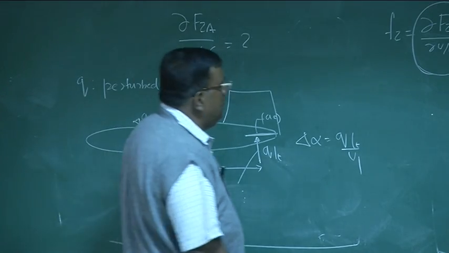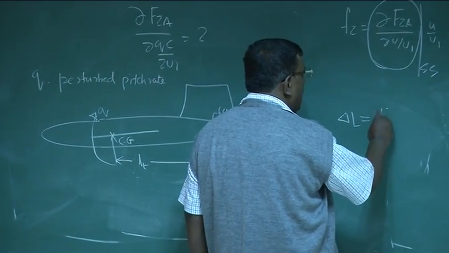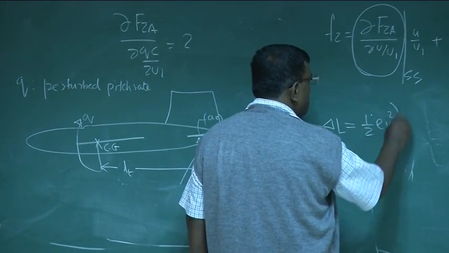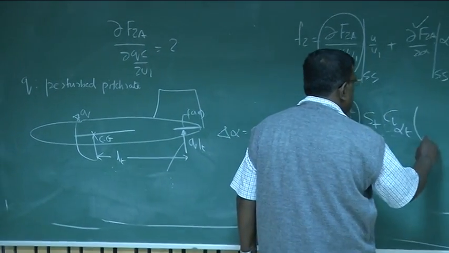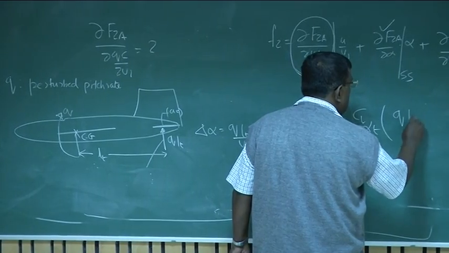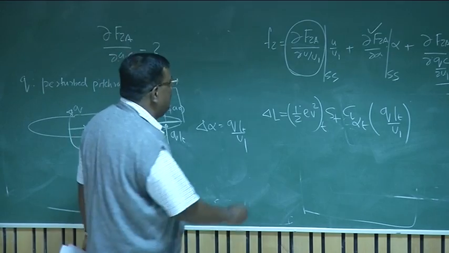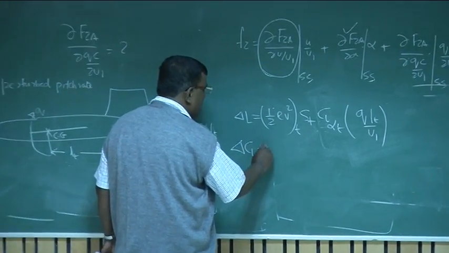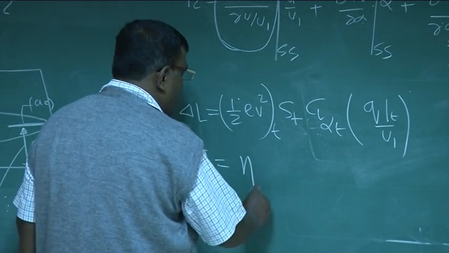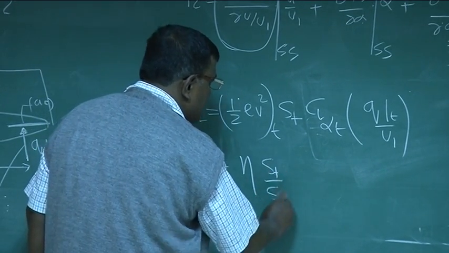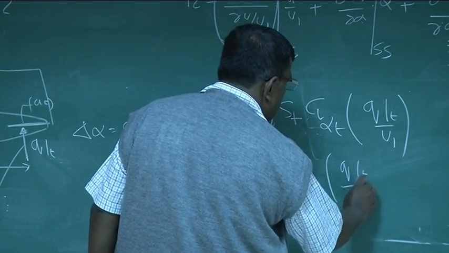If this is a delta alpha, then what is the delta lift? Delta lift will be half rho v square at tail, S tail, CL alpha tail into delta alpha, which is Q LT by U1. So what is delta CL? We know that for delta CL I have to divide it by half rho v square free stream. So this will be eta into ST by SW CL alpha tail into Q LT by U1.